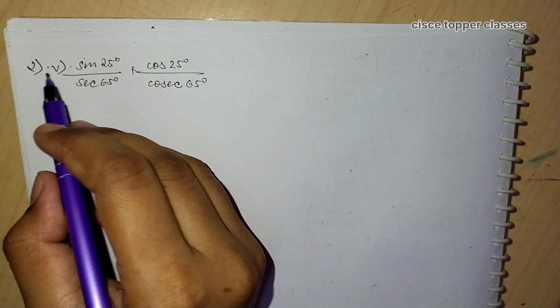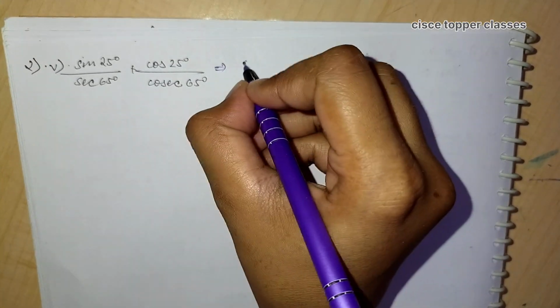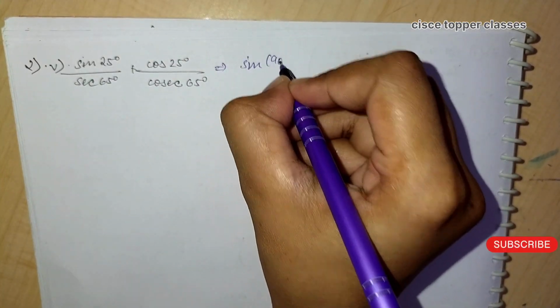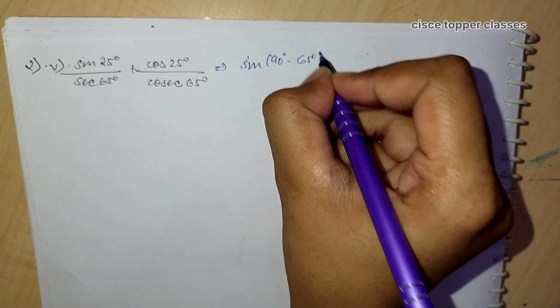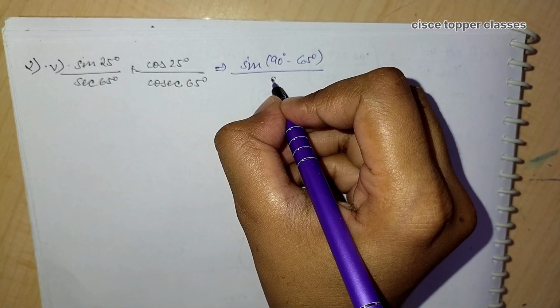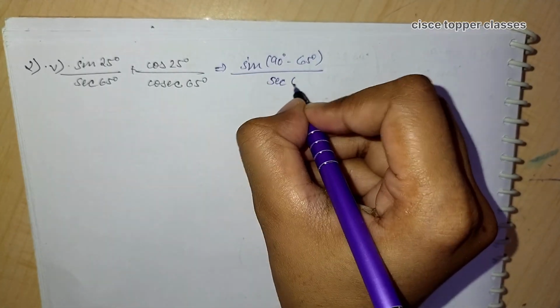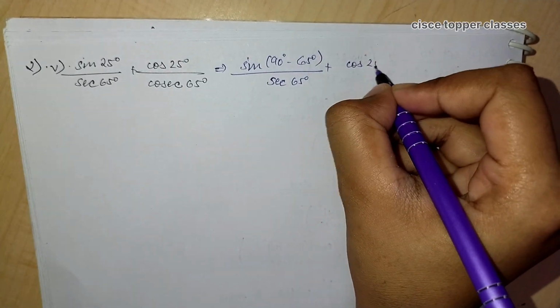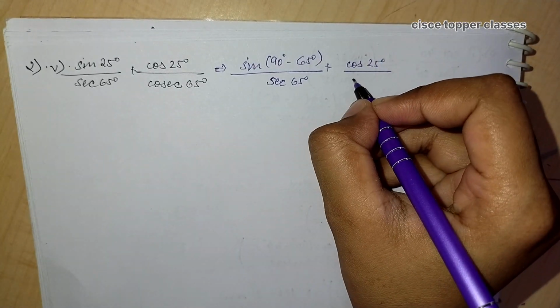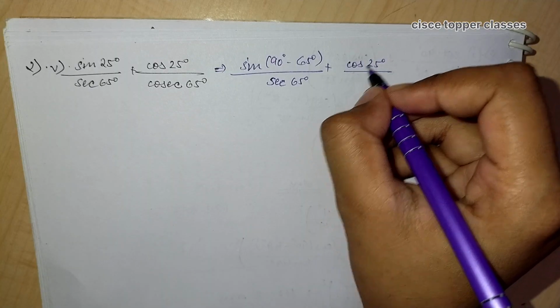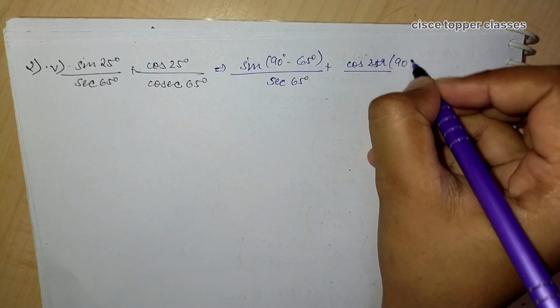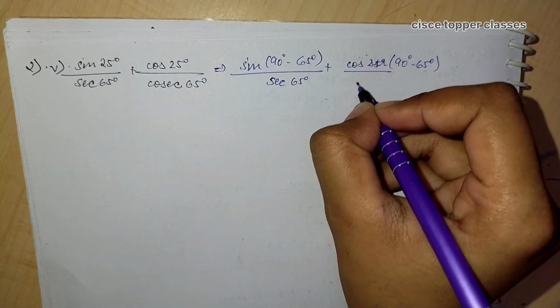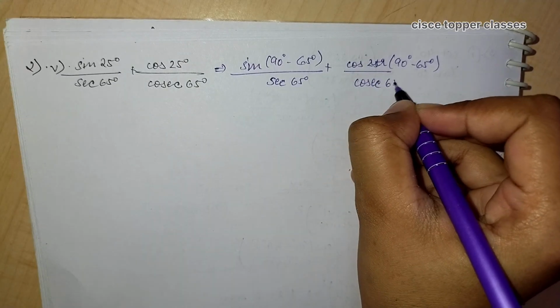Let us solve question number 2, fifth part. So this part we can write as sin (90 minus 65) divided by sec 65 degree plus cos 25 degree divided by cosec 65 degree, where cos 25 we can write as cos (90 minus 65 degree).